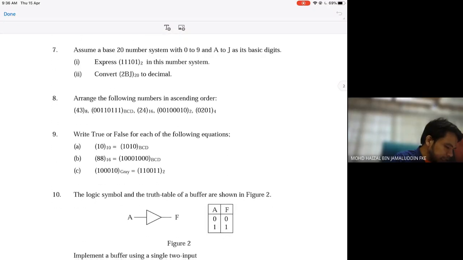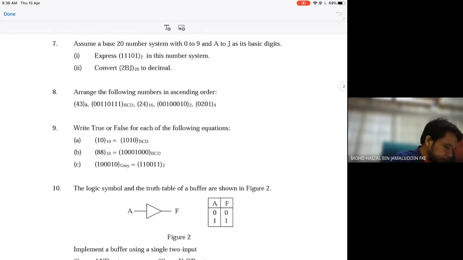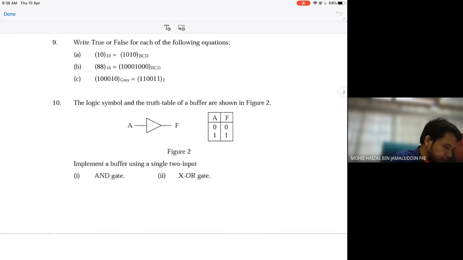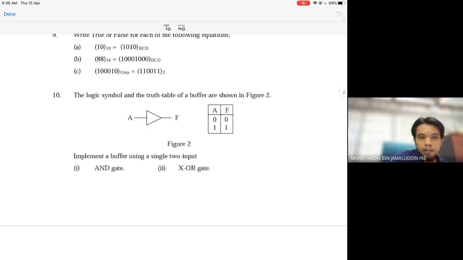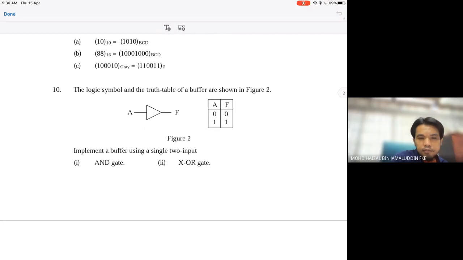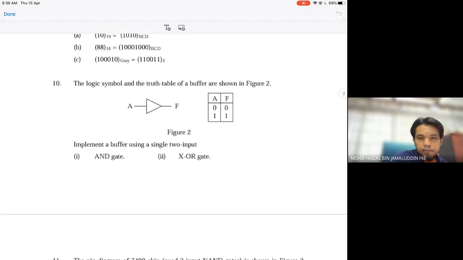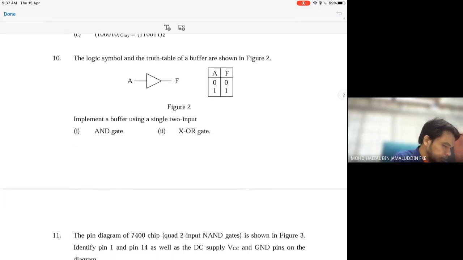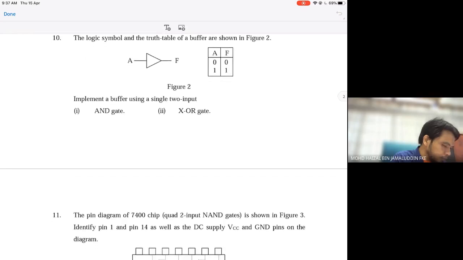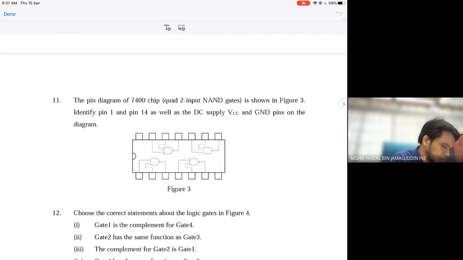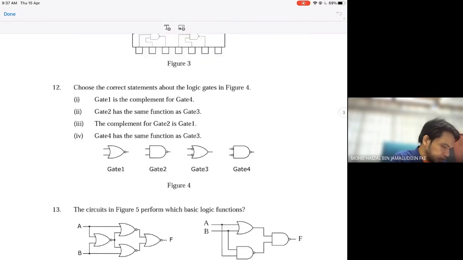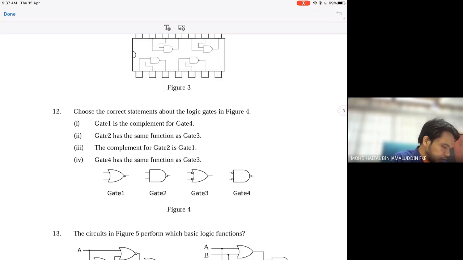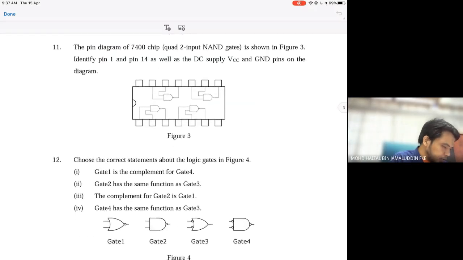Okay, so this is basically the change of number, BCD. Okay, number 10 starts with the gates. So buffer saya tak ajar. Implement a buffer using a single input. So pin ni pun saya tak ajar lagi. Okay, I didn't teach that yet, number 11. So number 12.